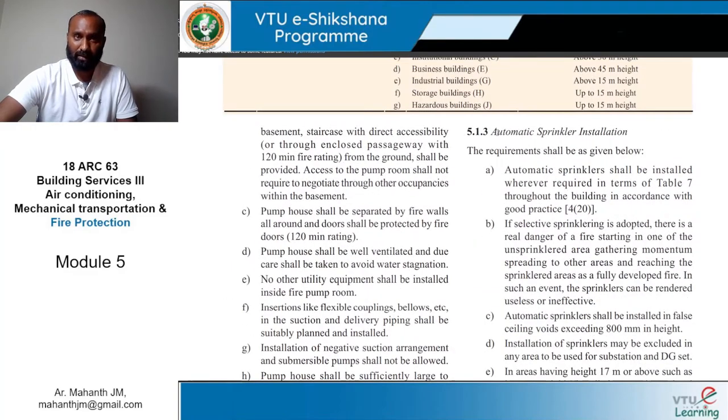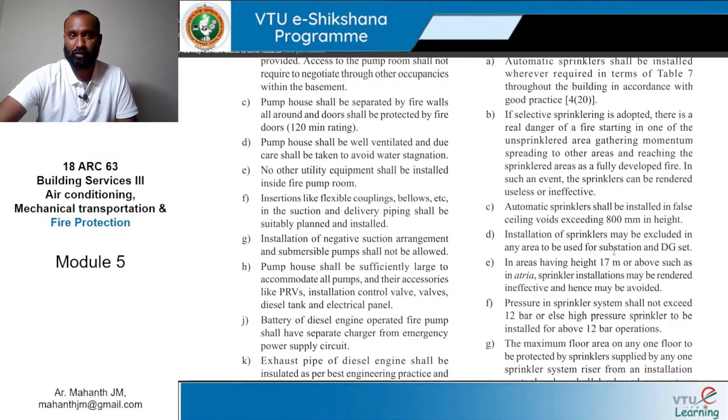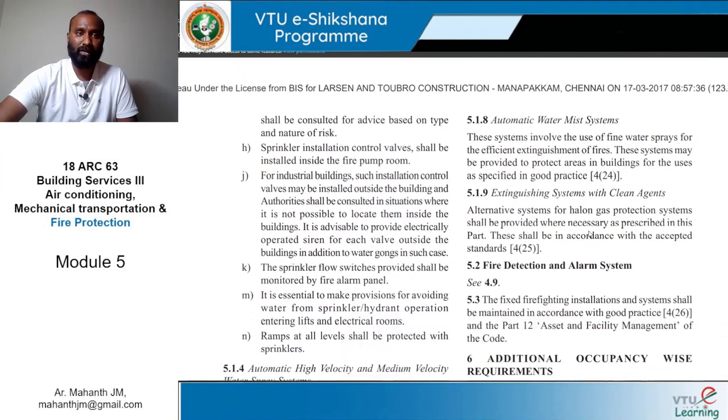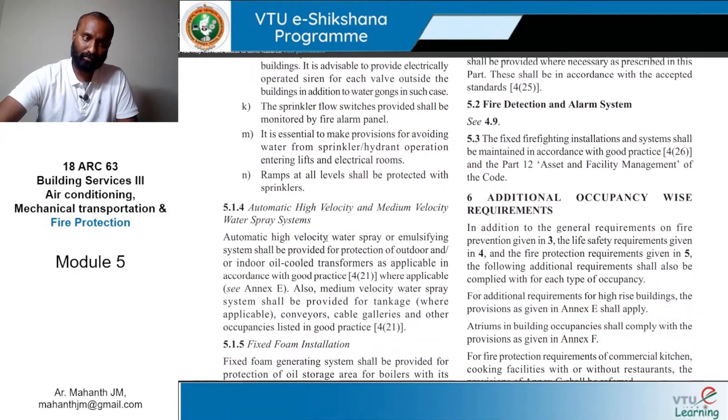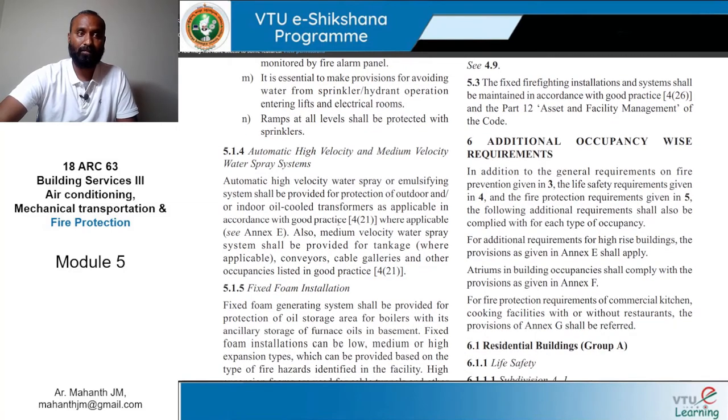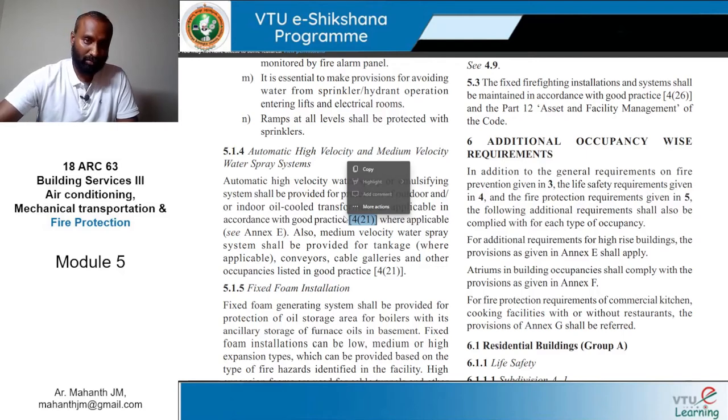Next is automatic sprinkler installation. Again, if you look at it, there are so many requirements to be looked at first. Then they talk about automatic high velocity and low medium velocity spray systems. They talk about 421, meaning what? Anybody can say? Accordance with good practice, we just have to go to the fourth part. We are already in the fourth part. We have to go down to the list of standards in this part, chapter or more chapter, yeah.